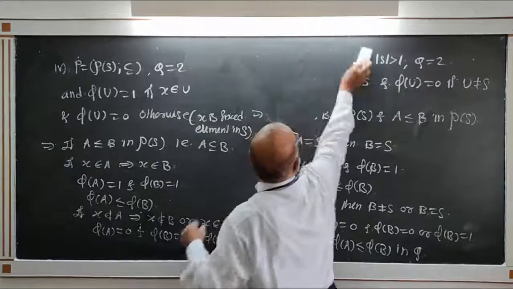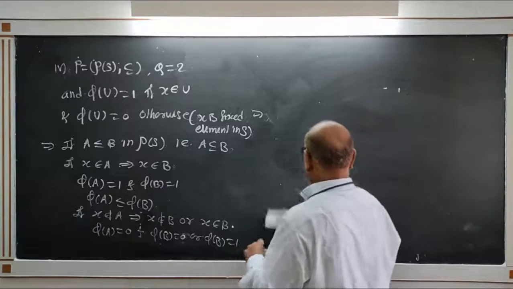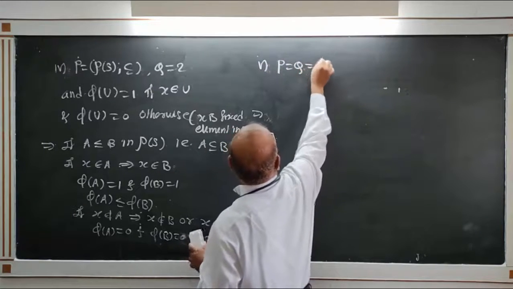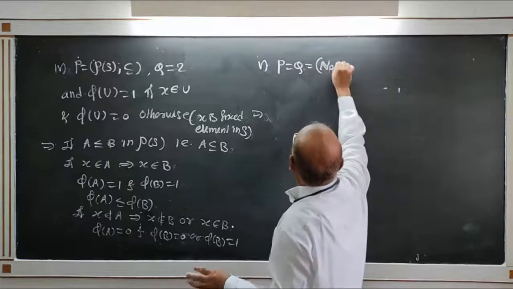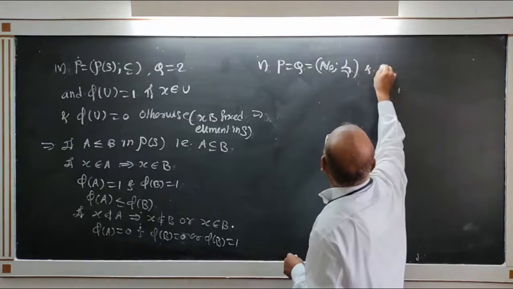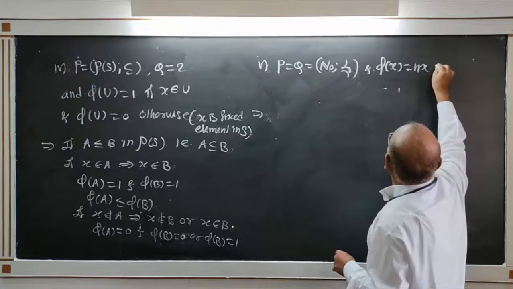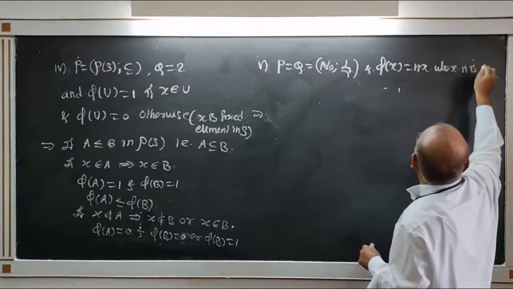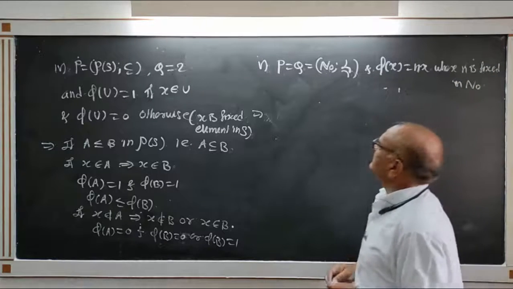Now, next, here P is equal to Q is equal to N0, the set of whole numbers with the division relation, and phi of X is equal to Nx, where N is fixed in N0.